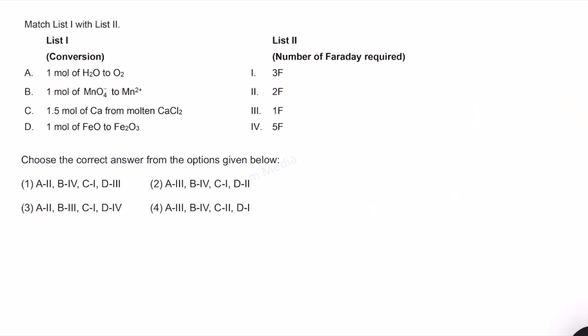4 different conversion reactions are given in list 1, which we need to match with the number of Faradays required in list 2. We know that 1 Faraday is equal to the charge of 1 mole of electrons. The actual value is approximately 96,500 coulomb per mole. Here we don't have to worry about the actual value. We need to figure out how many moles of electrons are required for each conversion reaction.